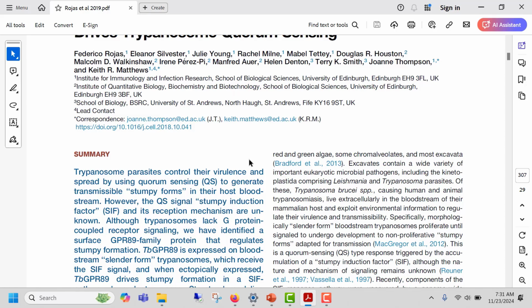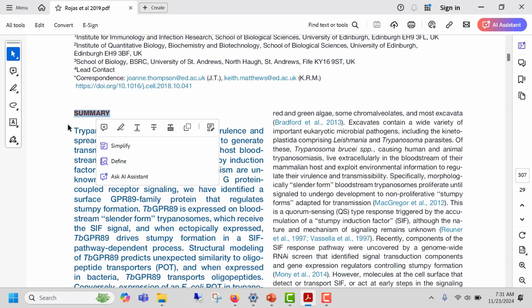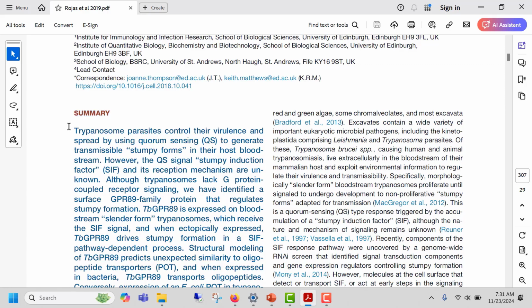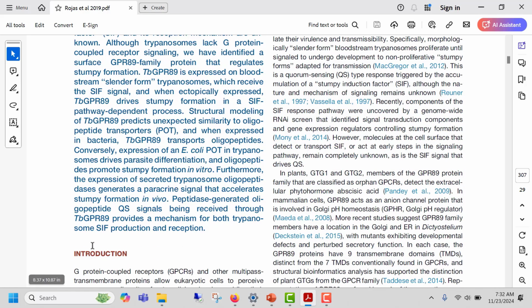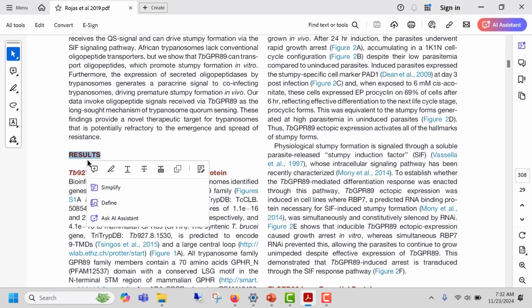If you look at this paper, the first section is the summary, which is the abstract, but we'll not read this first, because when we come to the end of our discussion, we will go through this summary again and try to figure out if we have understood everything. So first we'll talk about the introduction, and then we'll talk about the results.